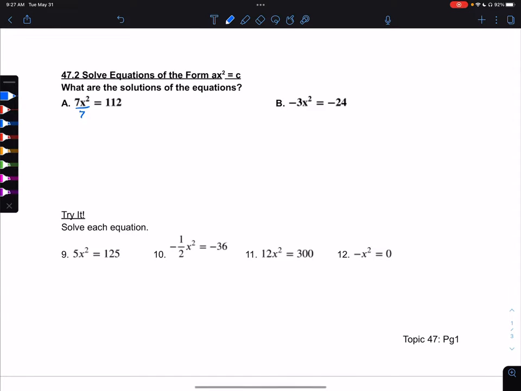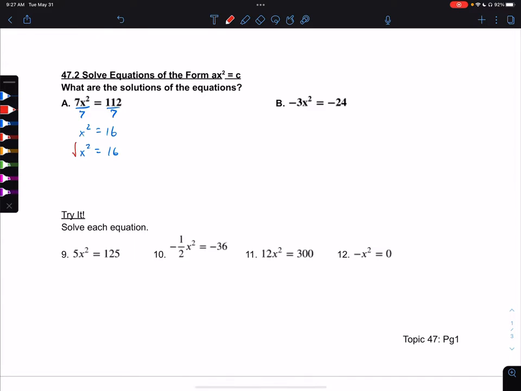So we're going to divide each side by 7 in this case. We get x squared equals 112 divided by 7, which gives us 16. And now we can use our square roots. So we're going to take x squared equals 16.